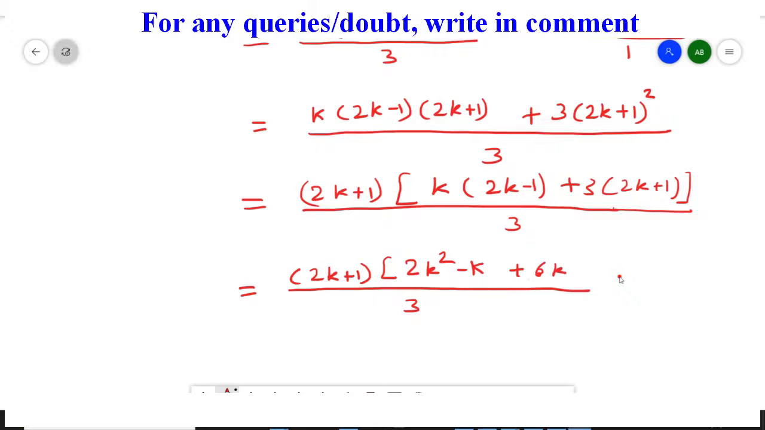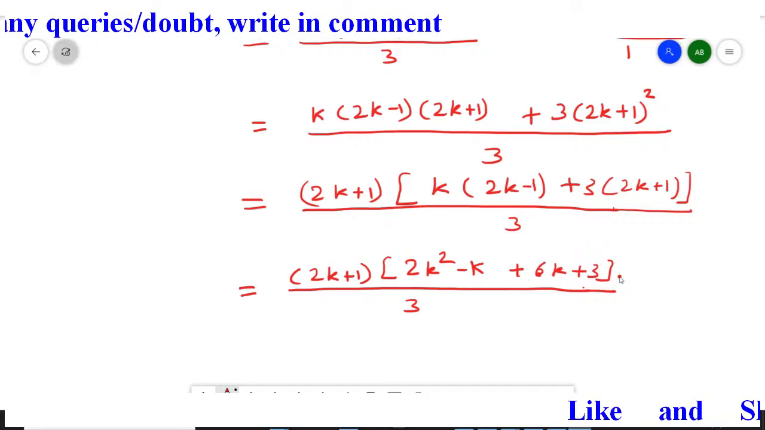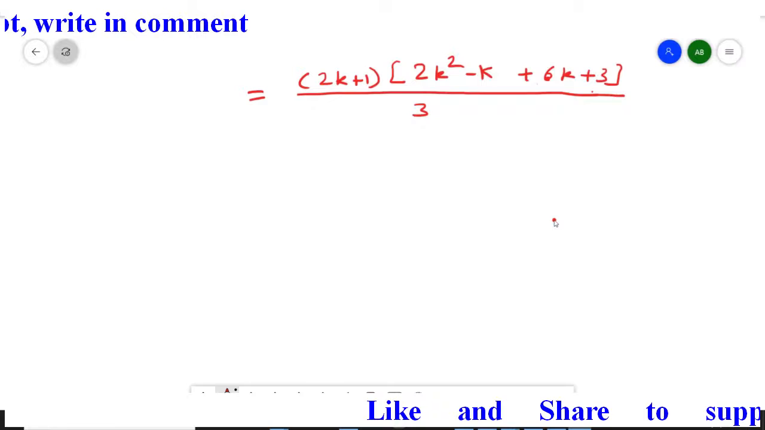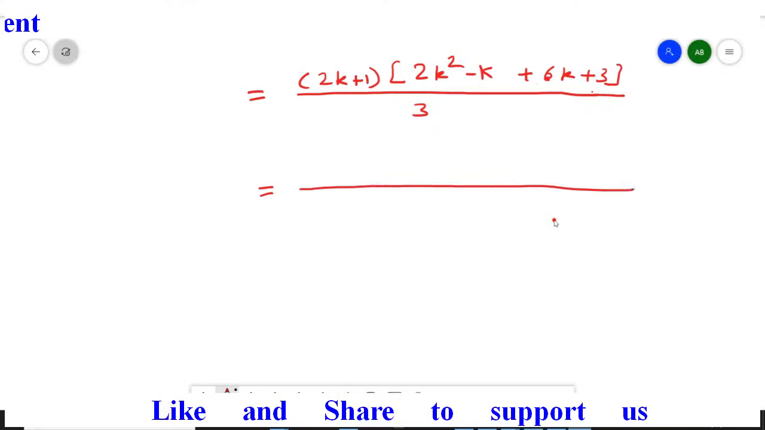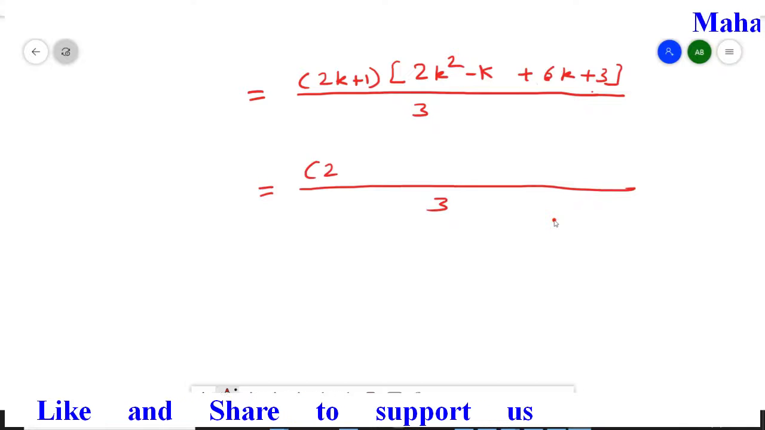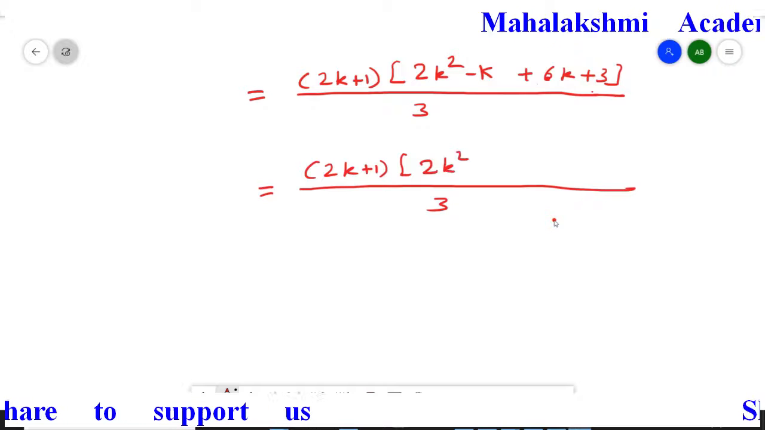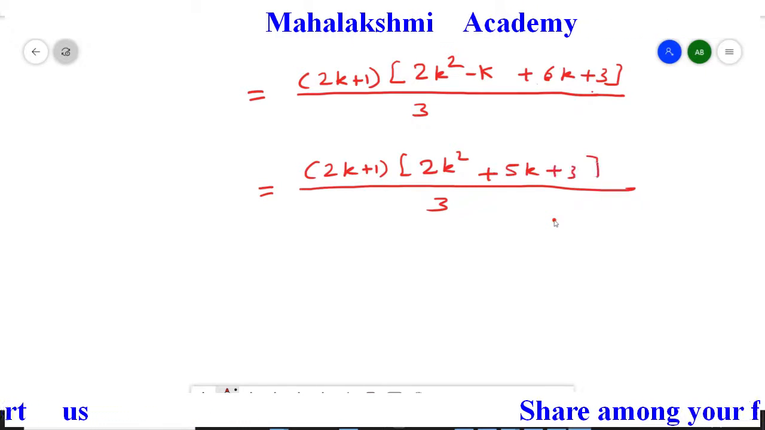6k plus 3, then big bracket close. Now further we will simplify it. That will give us equal to, then whole divided by 3, this small bracket 2k plus 1 as it is, then 2k square plus 5k plus 3 as it is.